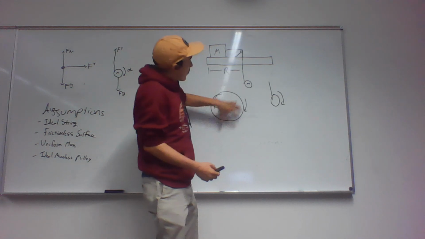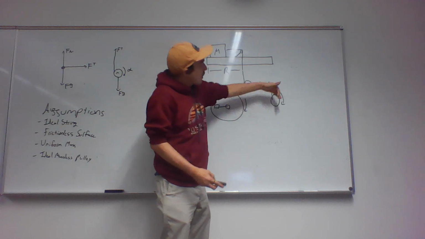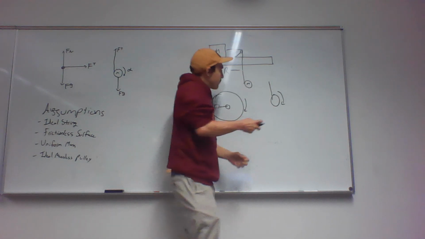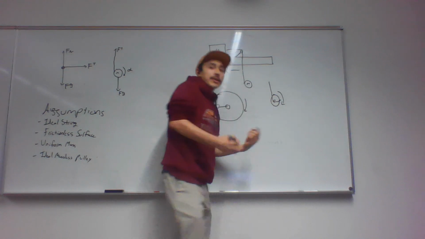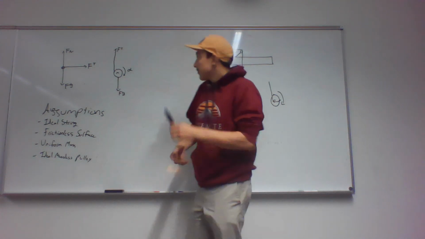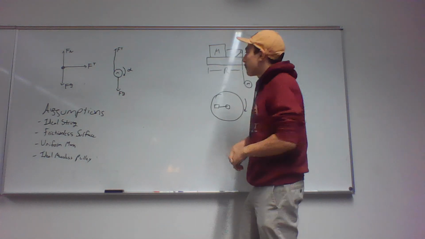But we have to think that as this table is spinning and as it's flowing down, this ball is also spinning in that direction with the table. Now let's go ahead and look at the free body diagrams.